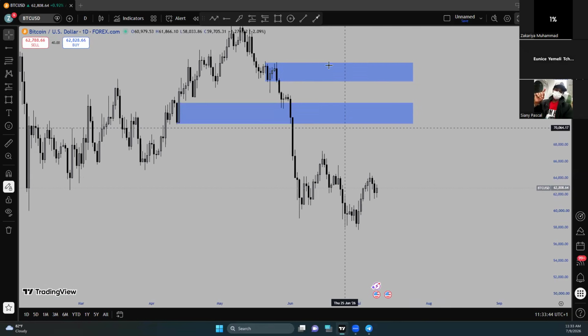And then you mark your overall higher time frame targets. What is that target? To create a new low. And this new low is right here.